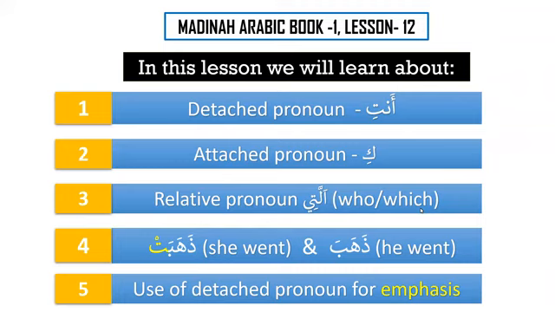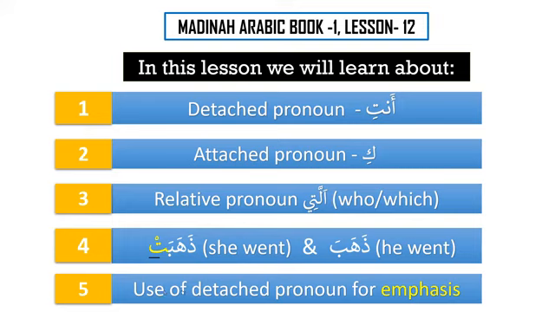Similarly, the relative pronoun: we have already learned alladhi, which means who or which, and similarly for the feminine we have allati, and it has the same meaning, who or which. Then the past tense for the masculine, we know that it is dhahaba, that means he went. And when you want to talk about a singular feminine, then we will say dhahabat, she went. So the difference over here: we have dhahaba, and here we have the addition of ta as-sakin, which is dhahabat.